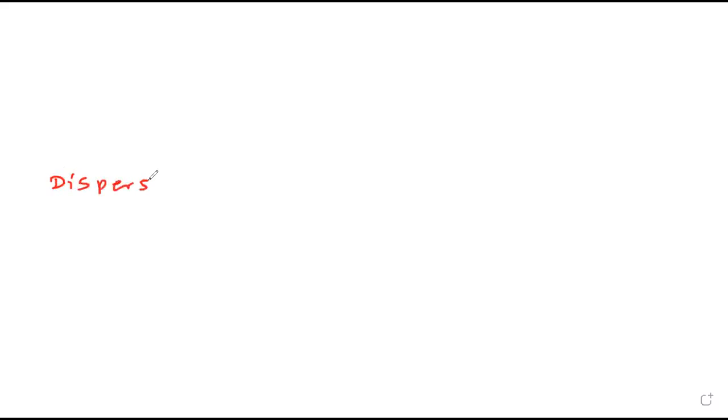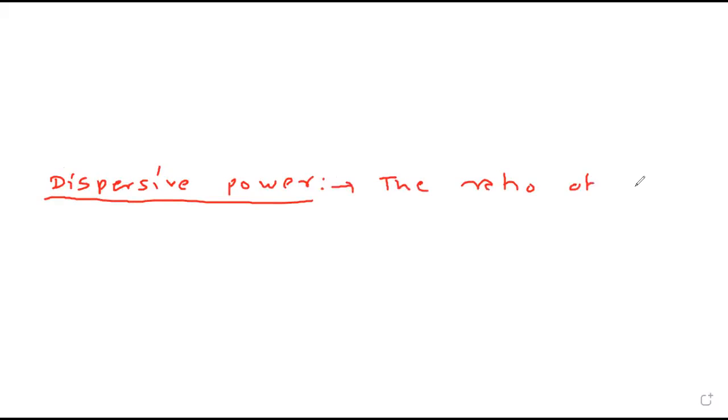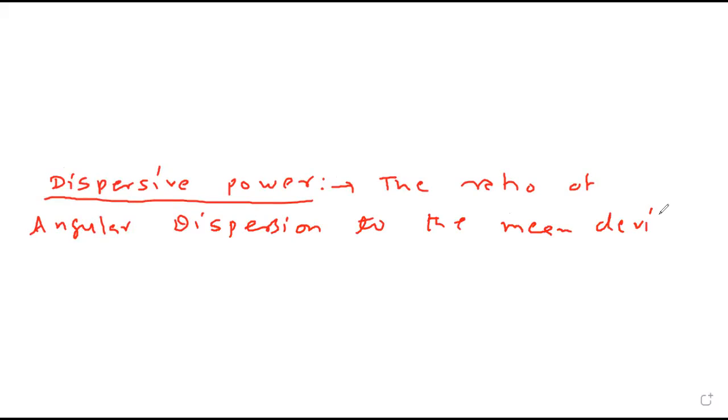Dispersive power. Then we'll start with MCQ. Dispersive power: the ratio of angular dispersion to the mean deviation of two extreme colors of light.